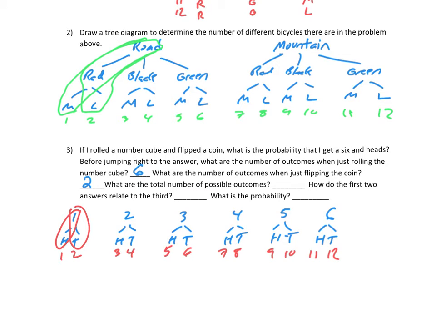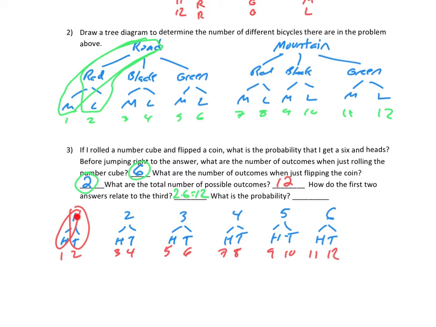Okay, so we know the total number of possible outcomes is 12. How do these first two numbers here, 2 and 6, relate to the number 12? Well, hopefully you can figure out that 2 times 6 is 12. So what is the probability? So I know that there are 12 different outcomes, and it's really interesting that we can see in this case here.